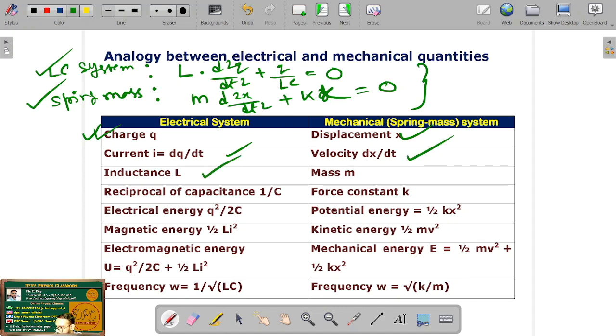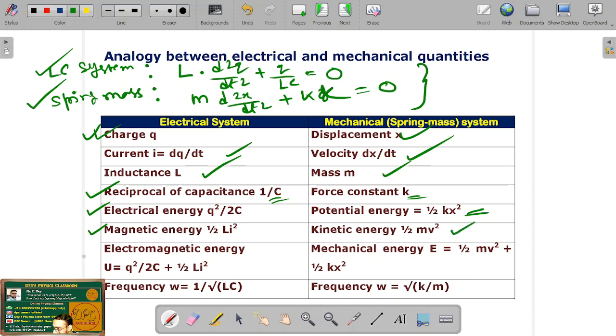Thirdly, inductance L is analogous to the mass of the spring-mass system, and the reciprocal of the capacitance, 1 by C, is analogous to the spring constant or force constant of the system. Next, the electrical energy q square by 2C is analogous to the potential energy of the spring-mass system. The magnetic energy of the LC system is analogous to the kinetic energy of the spring-mass system.